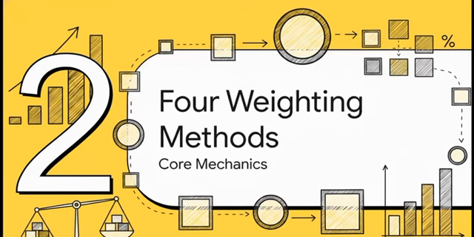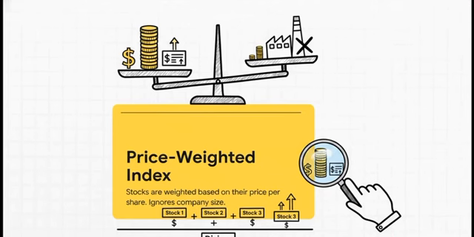That brings us to Section 2, the 4 weighting methods. Let's break down the core mechanics you absolutely must remember for exam day. First up is the price-weighted index. In this method, stocks are weighted strictly based on their price per share. The formula is literally just the sum of all the stock prices divided by a specific divisor. Now, what's kind of wild about this method is that the actual fundamental size of the underlying company doesn't matter at all. A higher share price simply equals a higher weight in the index, period.